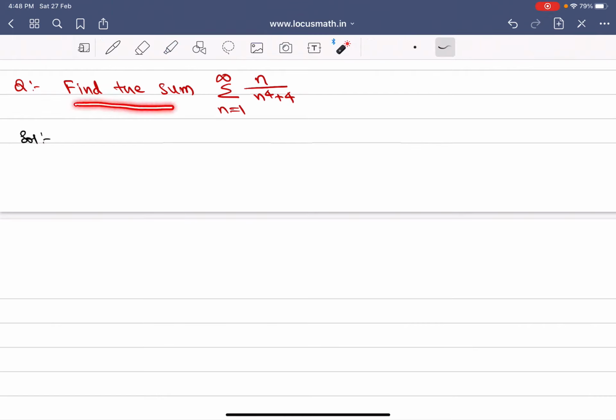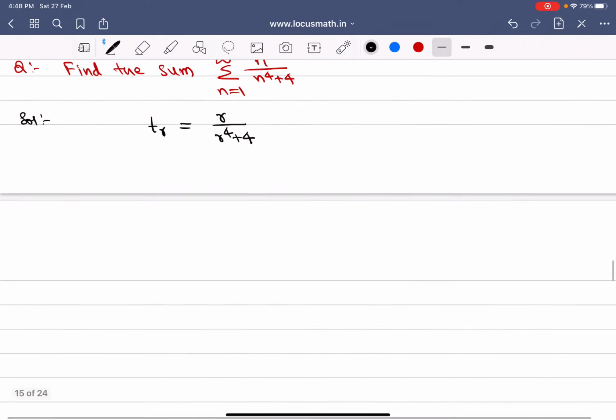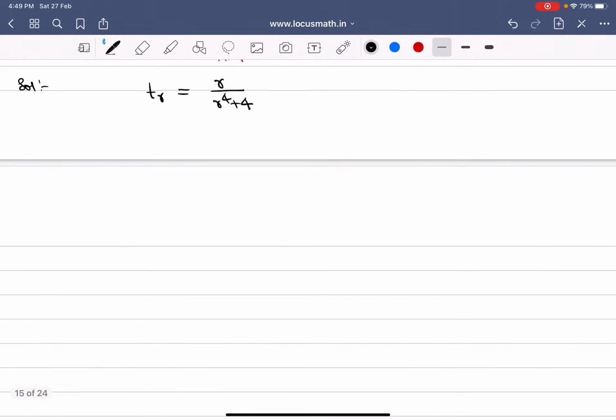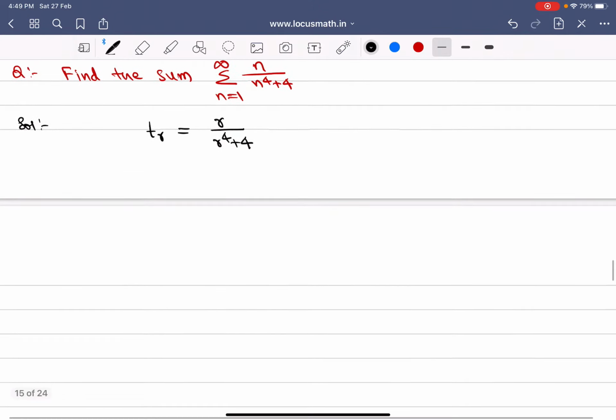Question: find the sum, sigma n equals 1 to infinity, n over n power 4 plus 4. So here we need to find the sum of infinite terms. So for that, Tr is equal to r over r power 4 plus 4. So we will solve this question by the difference method or telescopic method.